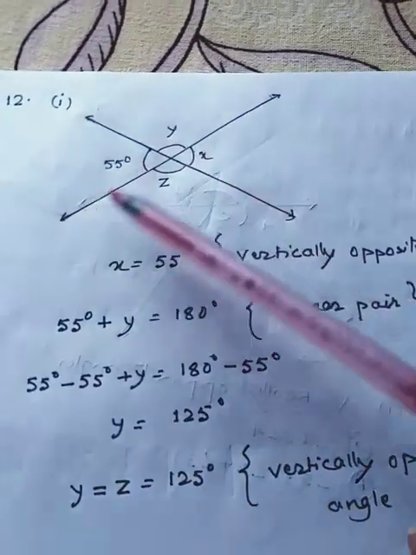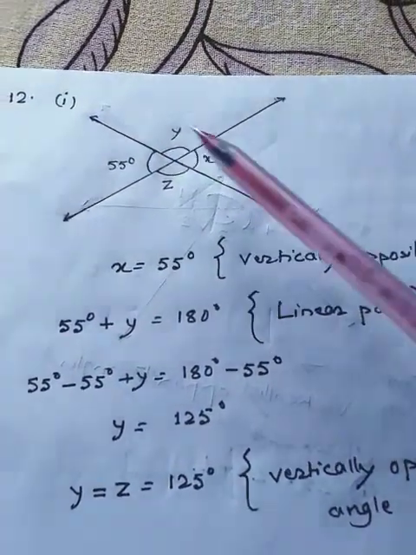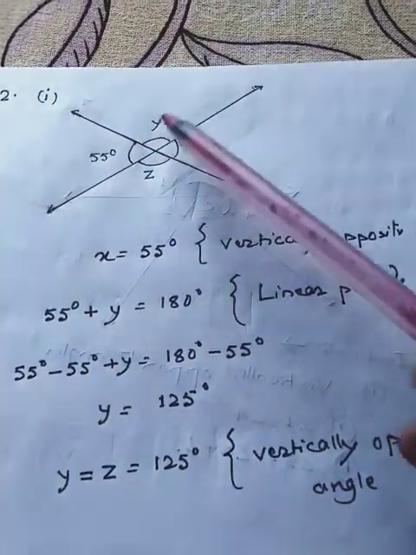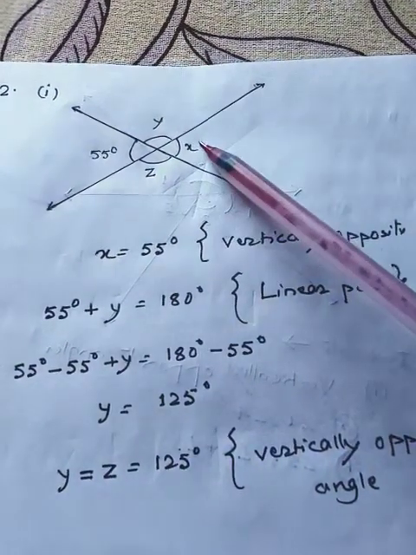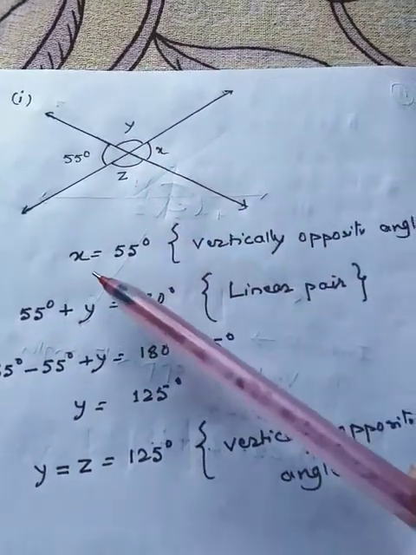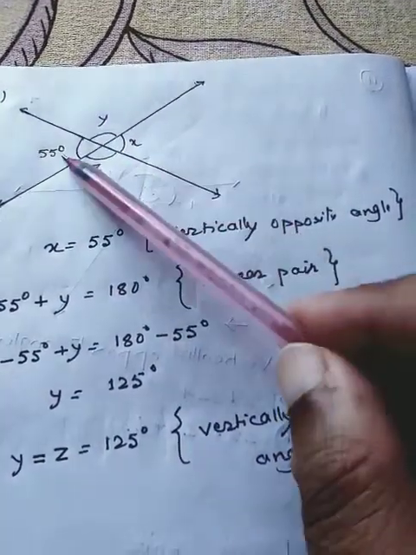12.1. In the figure you see that the two lines are intersecting each other. So we know that when two lines are intersecting each other, the opposite angles are vertically opposite to each other, isn't it? So you have to get the value of x, y and z. So x is easy. x is just opposite to 55 degrees. So I have written x equals 55 degree. Why? Because they are vertically opposite to each other.